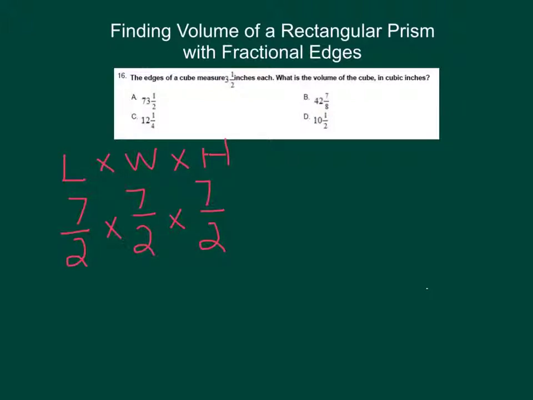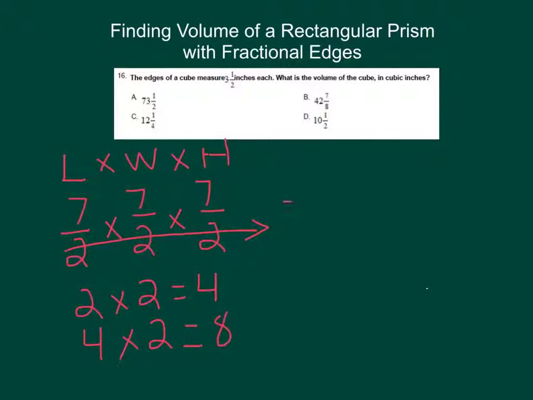Now we know that to multiply fractions, we're just going to go straight across. So I'm going to do all these 2's first. 2 times 2 is 4, and 4 times 2 is 8. So my new denominator is going to be 8.